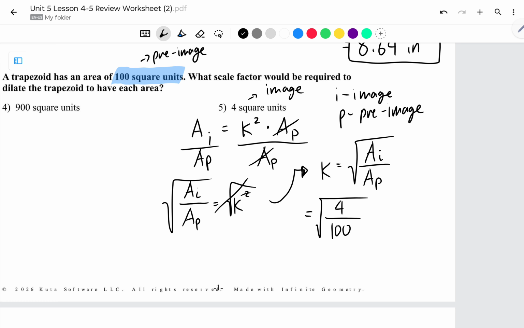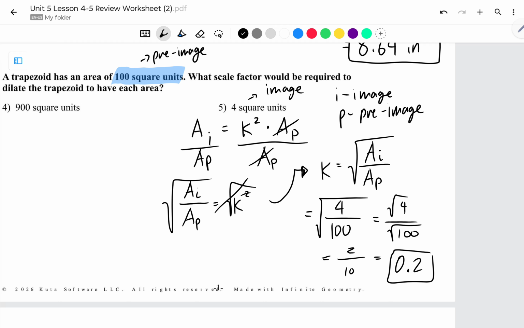You can do this in 2 ways. If you just plug this in your calculator, you'll get the answer. But I want to show you that when you're simplifying, you can actually break up the square root. The square root of 4 is 2. The square root of 100 is 10. 2 divided by 10 is also the same thing as 1 over 5. So that should be 0.2 is your answer.